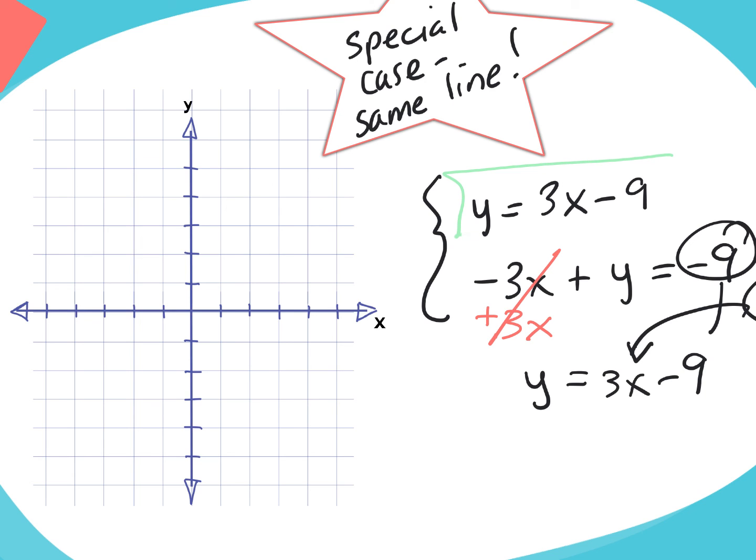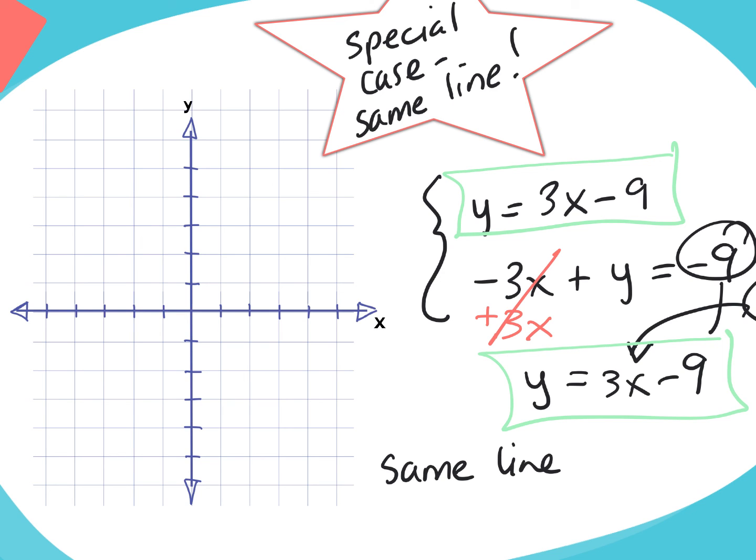Those two lines are the exact same. If they're the exact same, there's infinitely many solutions. So they're the same line. There's infinite solutions. So of course you could count by 3s and you could fit this on, but you don't need to because you can tell they are the same line. And that is the end.